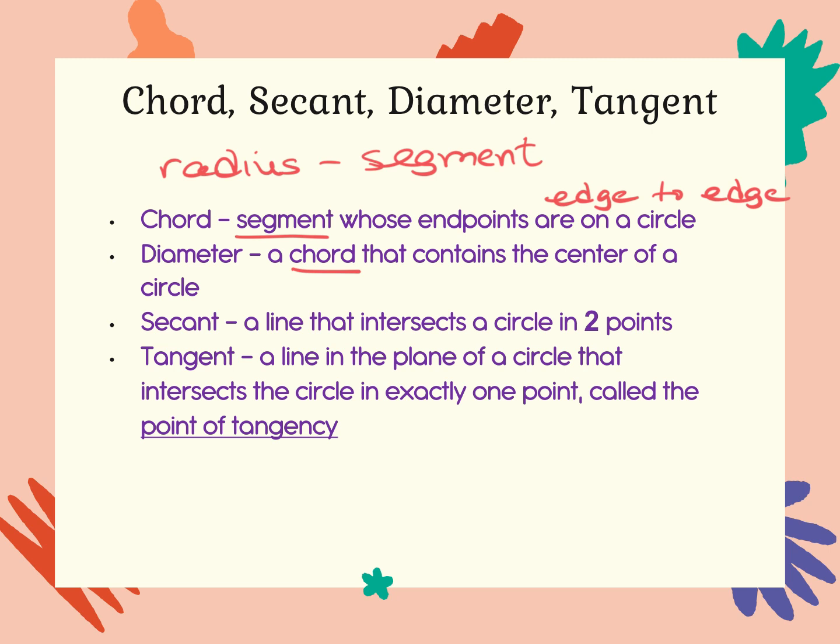The diameter is actually a chord, but it's a special chord because it must contain the center of the circle. Then a secant is a line that intersects the circle in 2 points. A tangent is also a line in a plane of a circle that intersects the circle in exactly 1 point. And that point where it hits the circle is called the point of tangency. So now I'm going to draw a circle, and I'm going to add in all of these parts into the circle.